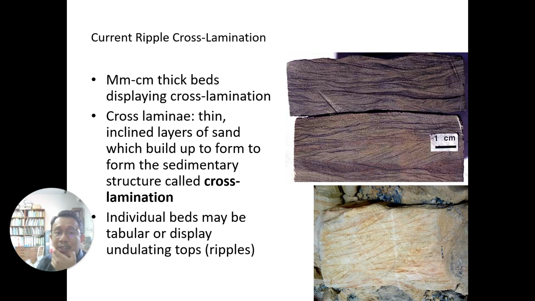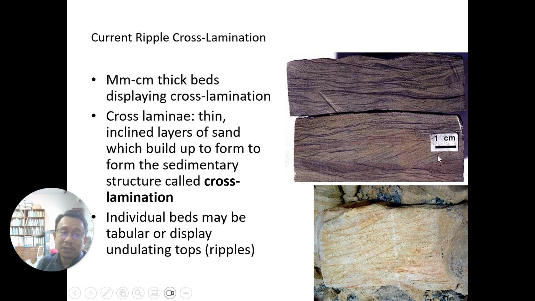Okay, so this is cross lamination, and these are associated, or you can interpret them as, and also give it a name like current ripple cross lamination, because they were formed by a current, right?